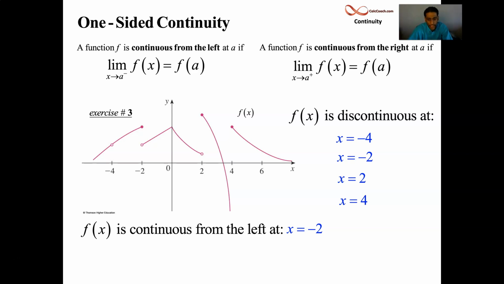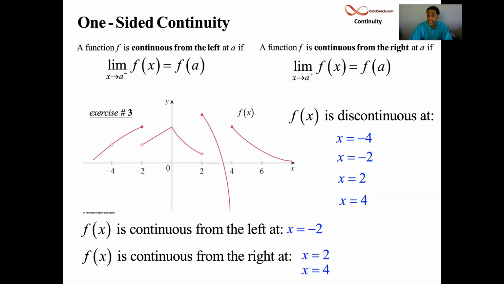Okay, and then at 2 and at 4, where you're headed from the right-hand side is where you're at. They indicate that by the dot there. So at 2 and at 4, we have the ability to recover at least one-sided continuity. Okay. All right, great. So in this video, we've looked at the definition of what it means to be continuous at a point. And we looked at one-sided continuity. And we looked at a couple examples and categorized the types of discontinuities.